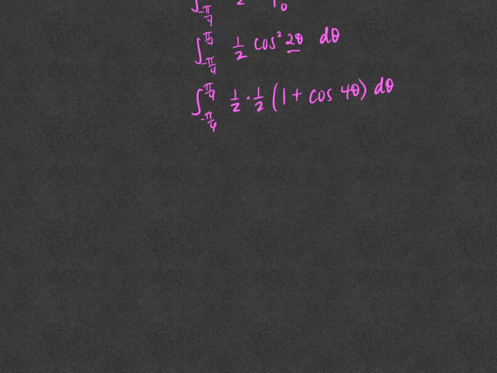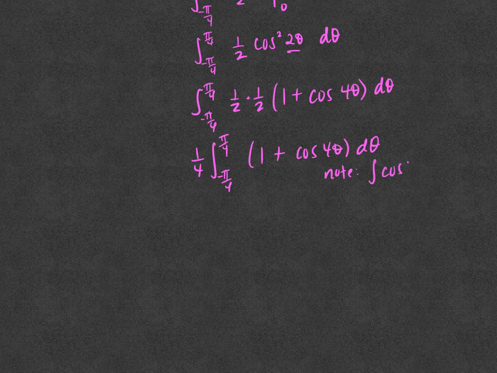So I'm going to pull out the 1/4, the integral from negative pi over 4 to positive pi over 4, and we have 1 plus cosine of 4 theta d theta. Now, I'm going to do my u sub right here just as a note and then come back to this. So we're going to integrate cosine of 4 theta d theta.